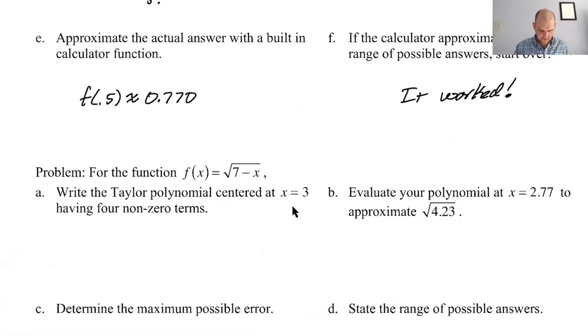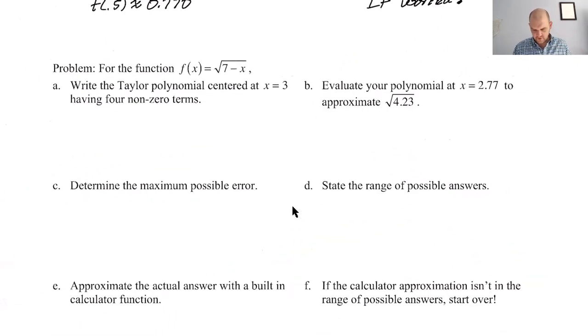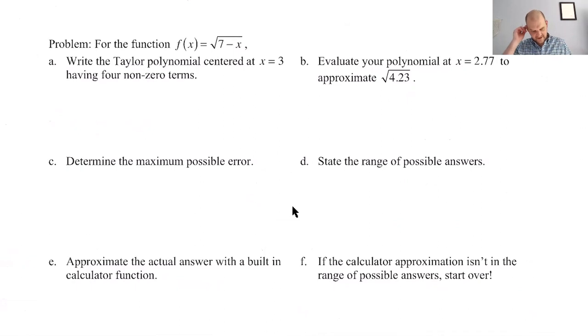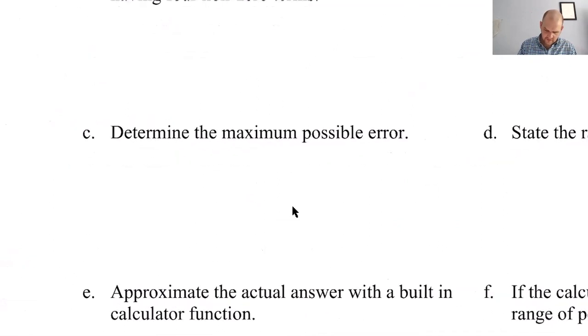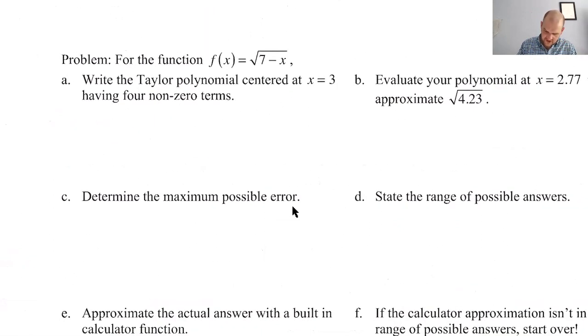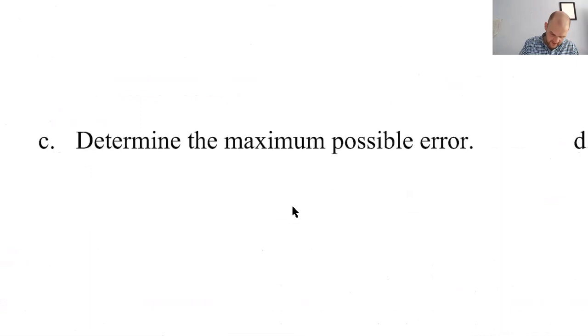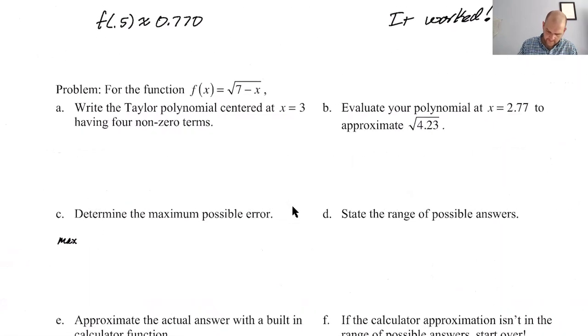All right, I'm gonna do one more because there's only one more on this page. So f of x is radical 7 minus x. Before I do anything, I'm going to need to find the maximum on the interval from the center, which is 3, to the value that I'm plugging in. The value I'm plugging in is kind of weird.